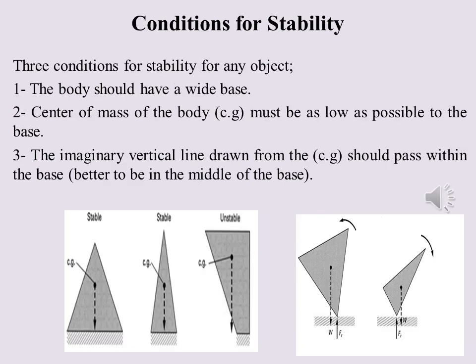Conditions for stability. There are 3 conditions for stability for any object. 1. The body should have a wide base. 2. The center of mass of the body, cg, must be as low as possible to the base. 3. The imaginary vertical line drawn from the cg should pass within the base, better to be in the middle of the base. The effect of the 3 conditions is shown in the figure.